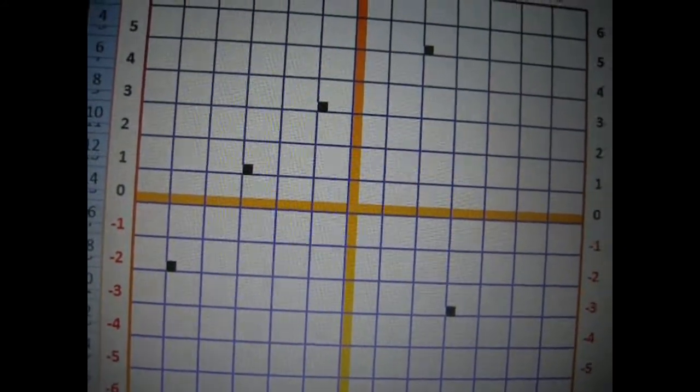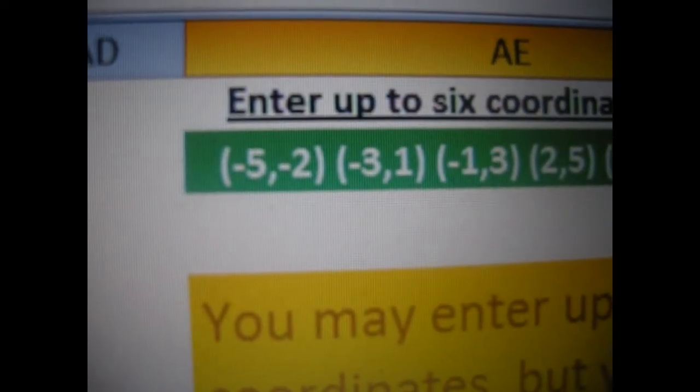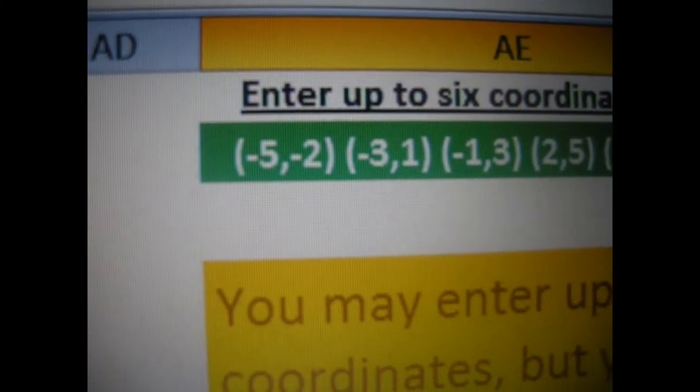So, for the first coordinate, it's -5, -2. So it's -5 for x and -2 for y. So the coordinates here would be 1, 2, 3, 4, 5, which is negative for x, then -2 down, 1, 2, and there you have it.